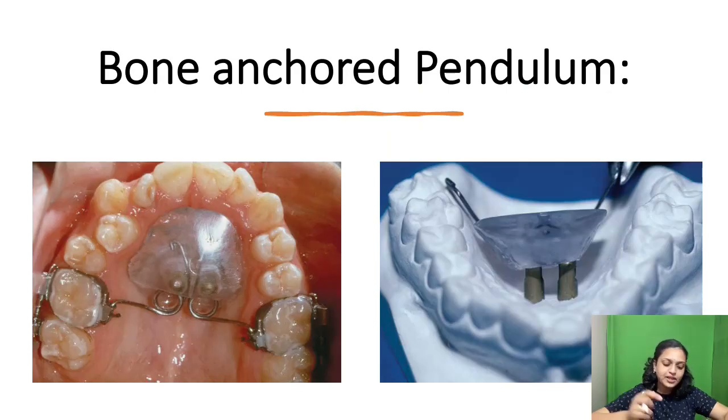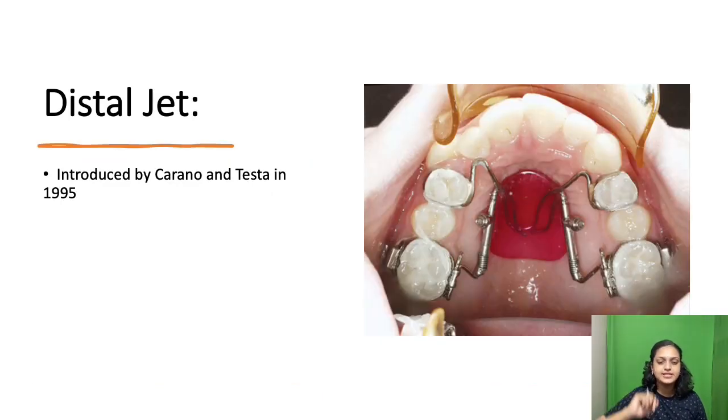That's it. This is a bone anchored pendulum. If you see a pendulum spring and an implant like this, it means that it's a bone anchored pendulum. Like you see in this picture, there are no arms into the premolar. All the distal force is taken up by the implant, so that the anteriors do not flare. That's all. Next appliance is the distal jet. This is also most commonly asked image question.